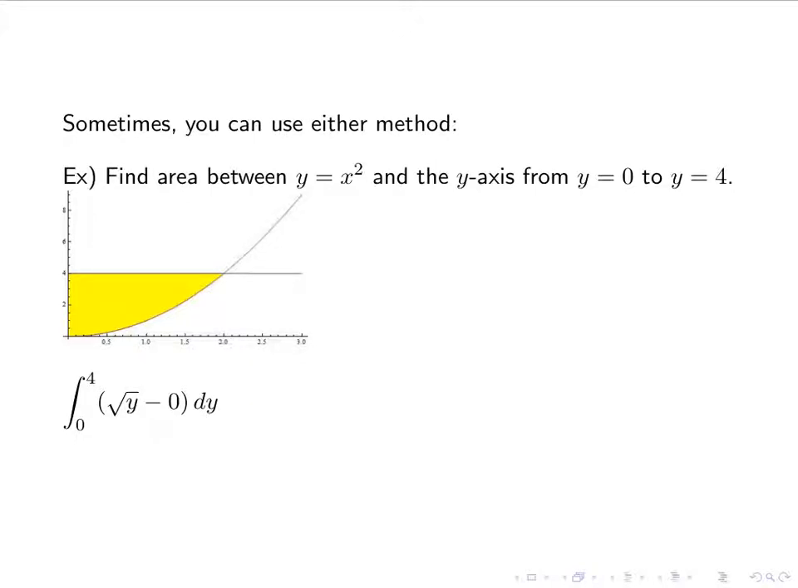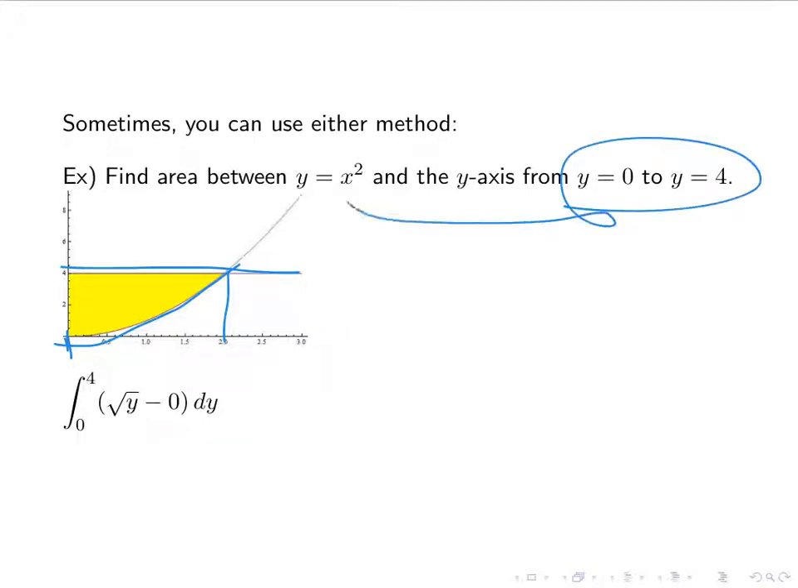However, I could also say that this is a top minus bottom function. My top function would be y equals 4, and my bottom function would be y equals the square root of x. So I could do top minus bottom and leave it in terms of x. If, however, I do it in x, that means I need to change my bounds to be x values. I can either look on the graph and say that it goes from 0 to 2, or I can use my y values and plug them in to find my x values.